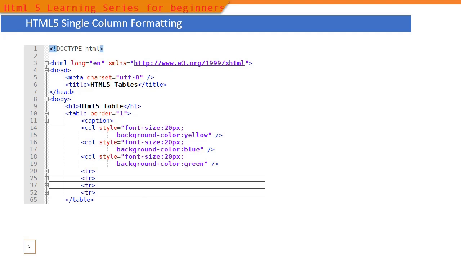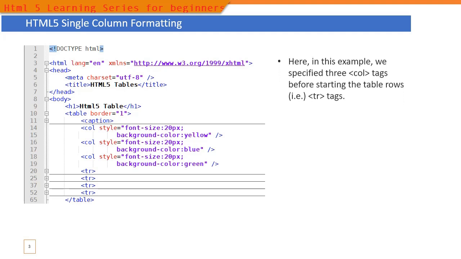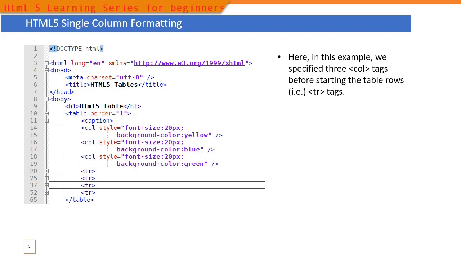First let us look at an example for single column formatting. Here we are using the same table from our previous examples. After specifying the caption and before starting the table row, we specified three col tags here. Each sets a different background color for the HTML5 table column. The first col tag is setting a yellow background, the second is setting a blue background, and the third is setting a green background.